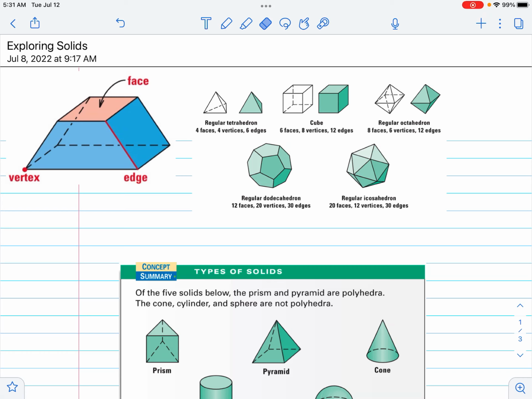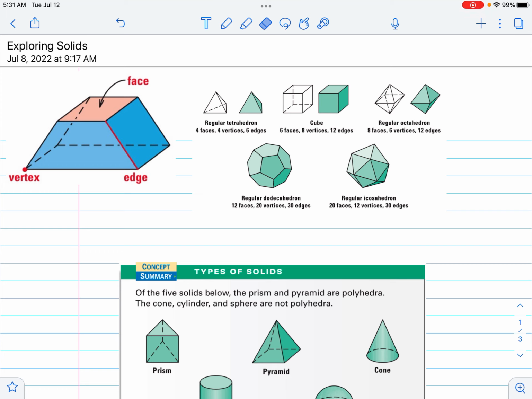Now we're going to start an exploration of solids. When I say solid, I'm talking about three-dimensional shapes. That's in contrast to what we've been studying. We've been studying flat things like a triangle, circle, things that you can draw on a piece of paper, on a flat surface. And the first three-dimensional solid that we're going to look at is a polyhedron.